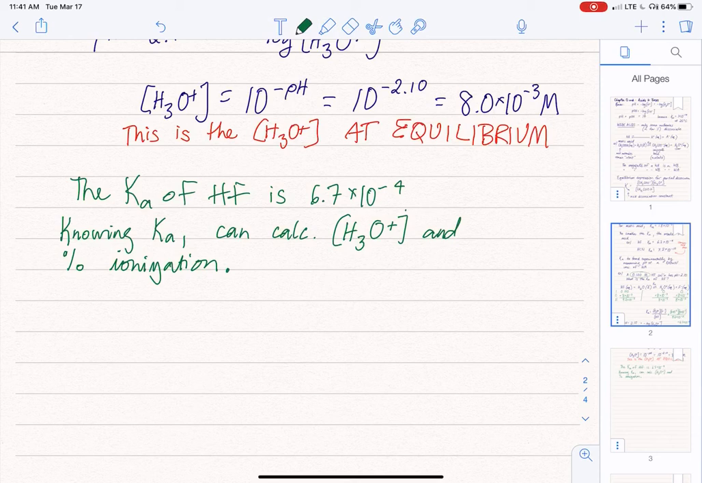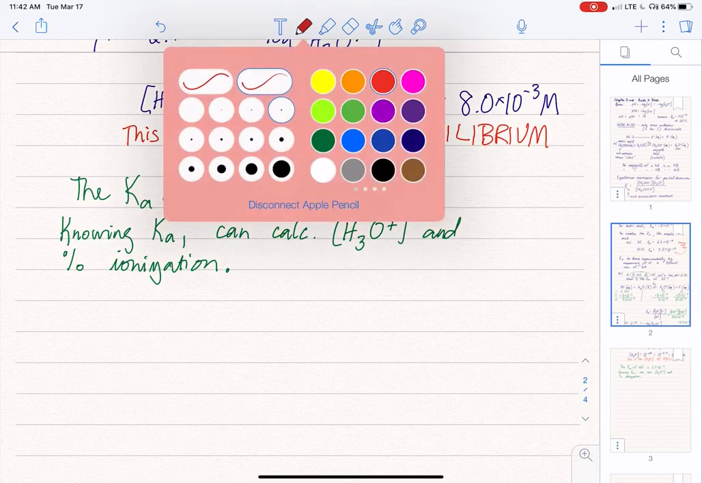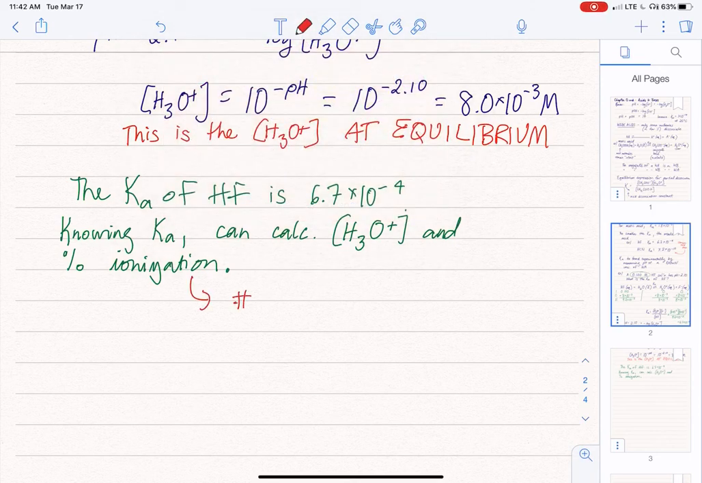So percent ionization is important because what the percent ionization is, it's the number of molecules in ion form.